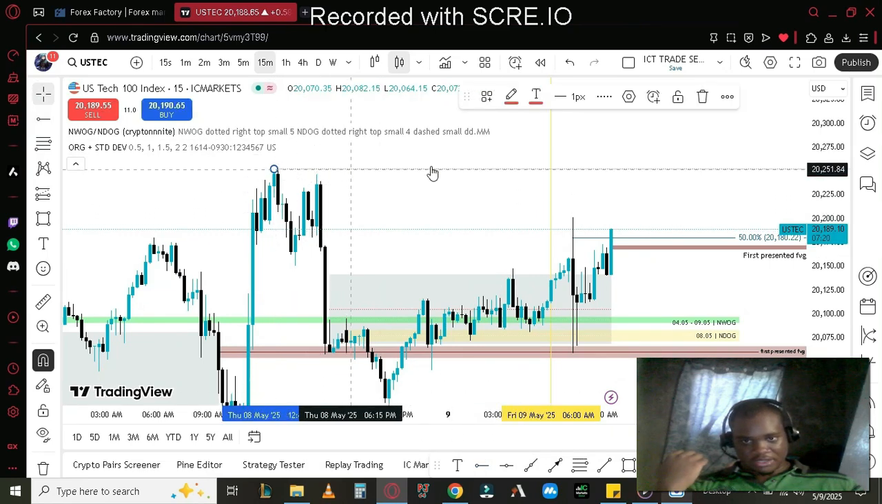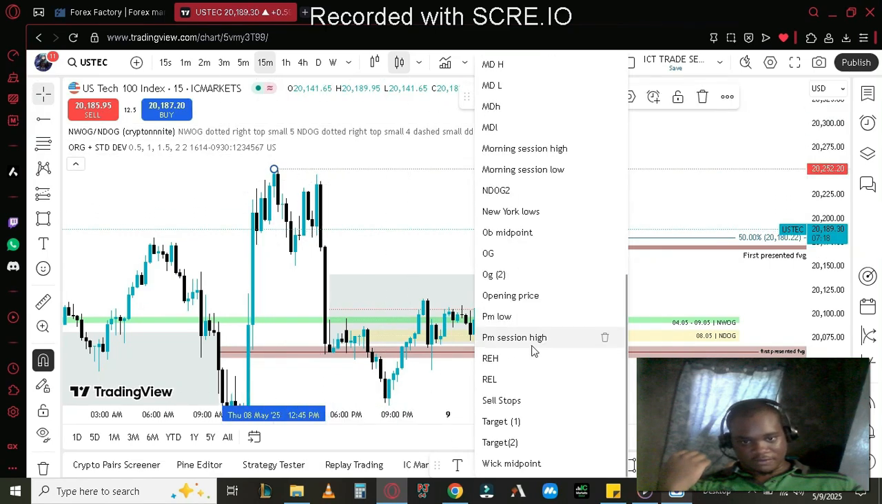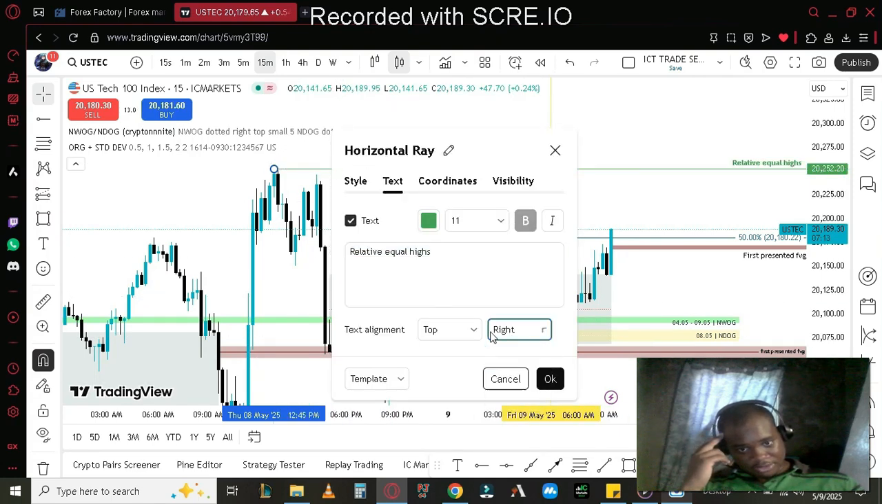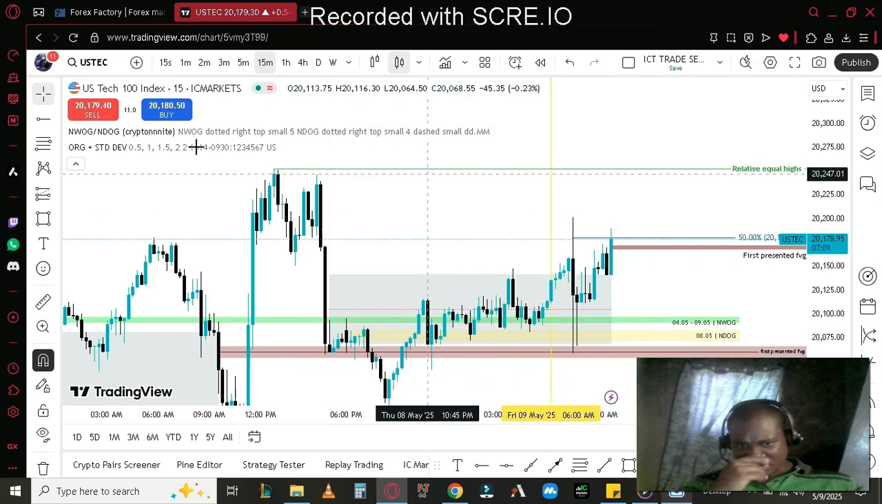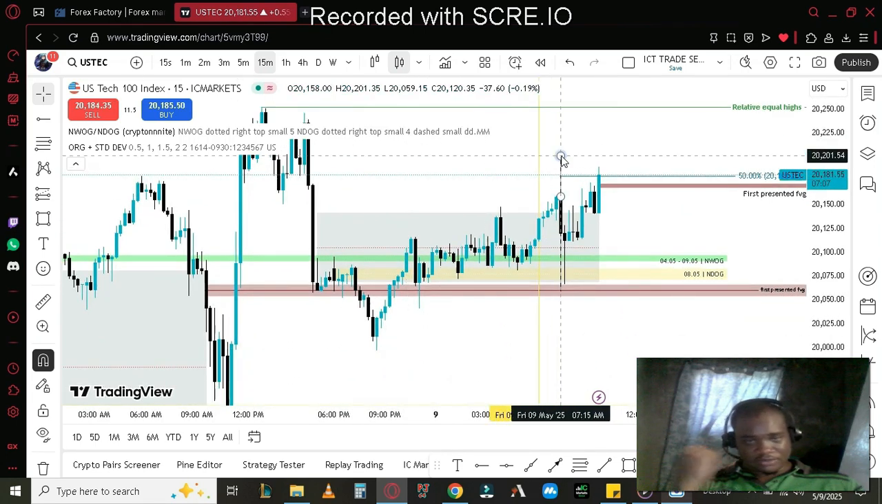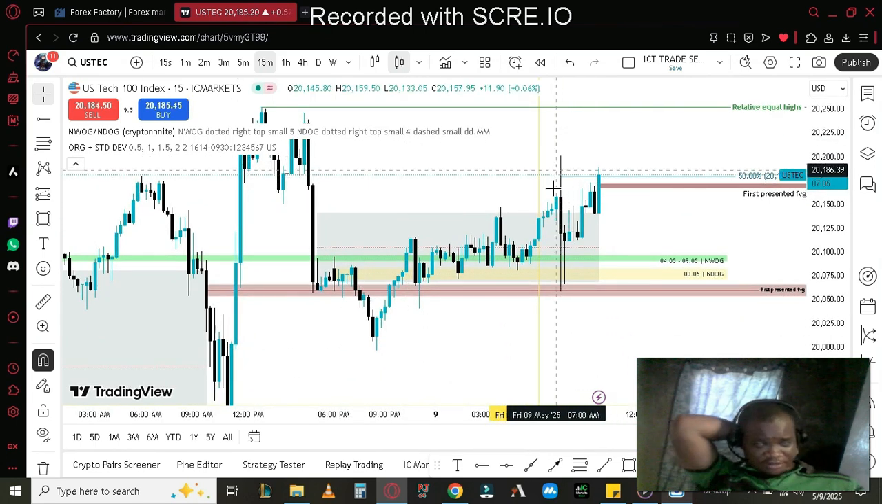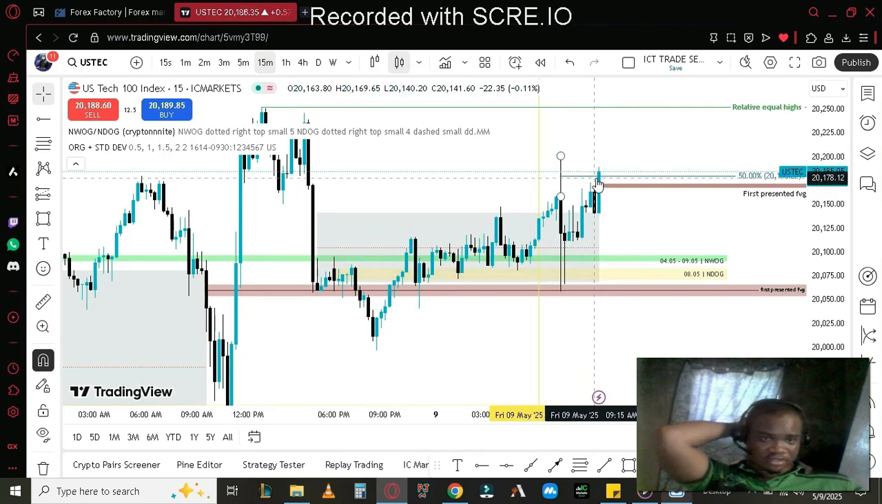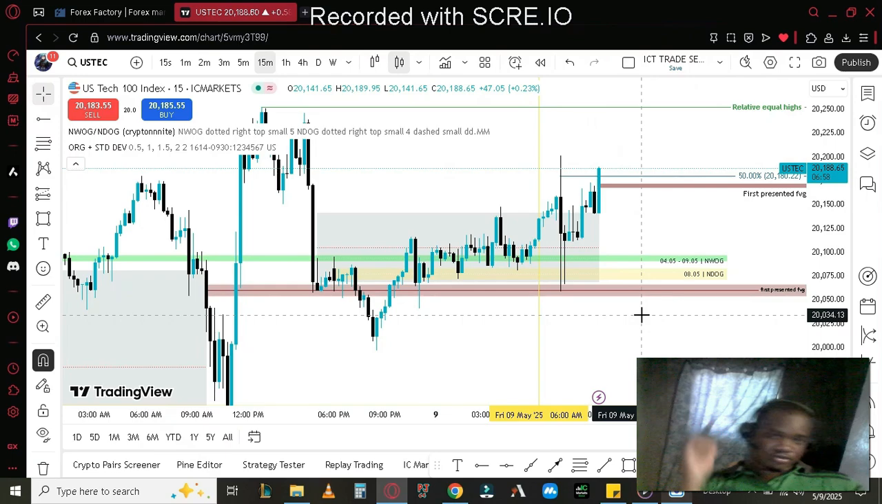This is a nice pool of liquidity here, so you have relative equal highs, and we want to make sure that this is in the right middle, right? So that's one area of interest right there. This wick, of course, would have been another area of interest, because the wick acts like a magnet as well, in which the market likes to draw into.